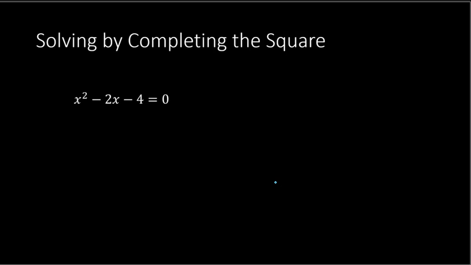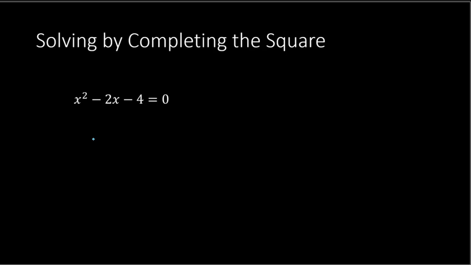And the example we're going to look at is x squared minus 2x minus 4 equals 0. So notice right away that this does not factor. So we cannot use that zero product principle to solve. And what that means is we're stuck with using another method. So we can use either completing the square, which is what we're going to do here, or we can use the quadratic formula, which is our next method.